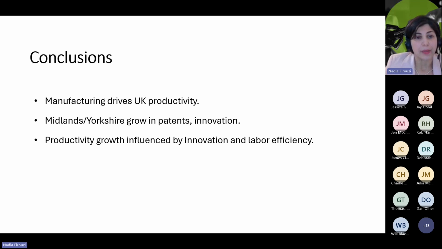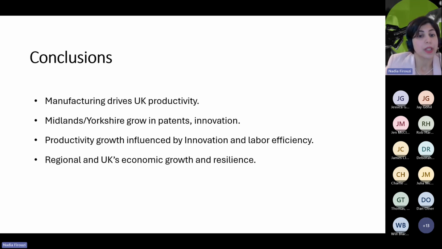And third, regional productivity is strongly influenced by R&D investment, labor dynamics, and support for innovation sectors. These insights emphasize the regions' strengths in fostering productivity and innovation, positioning them as a crucial contributor to regional and UK economic growth and resilience.